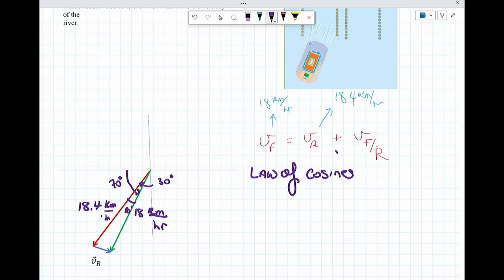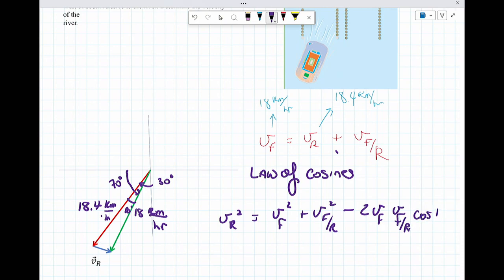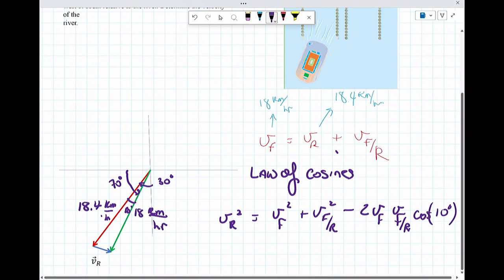So the velocity of the river is equal to the square root of velocity of f squared plus velocity of f with respect to r squared, minus twice velocity of f, velocity of f with respect to r, and cos of 10 degrees.